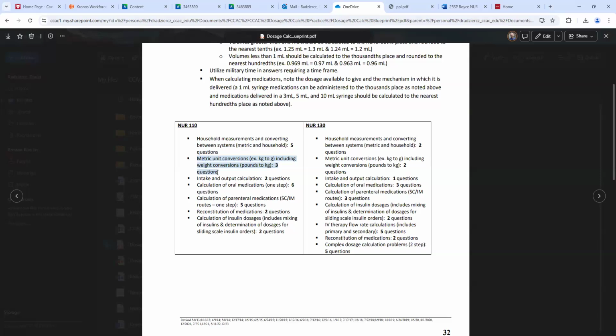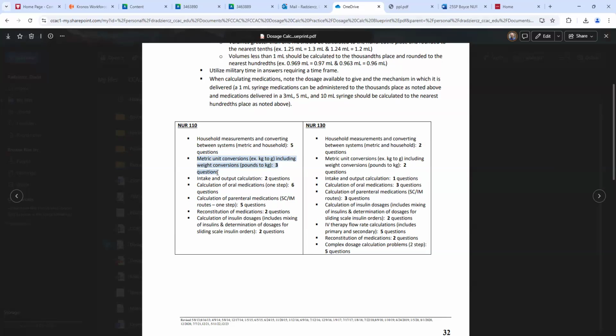So you're going to see household conversions, metric conversions, and then conversions in between metric and household. Meaning you should be able to go from grams to milligrams, milligrams to micrograms, pounds to kilograms, milliliters to ounces, things like that. Inches to centimeters, I've seen that on some of the tests too. So you want to make sure you can do that. I have found that most Boyce students seem to be very well prepared for that aspect, and maybe it is the ATI that helps out with those things.